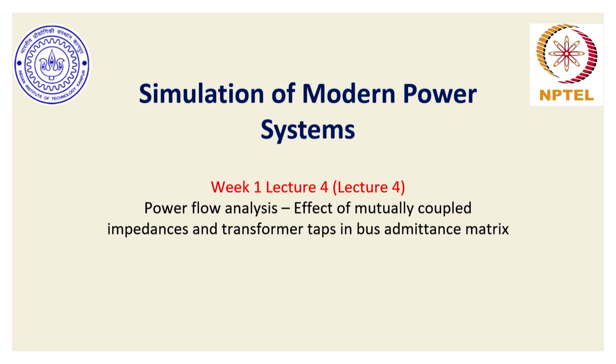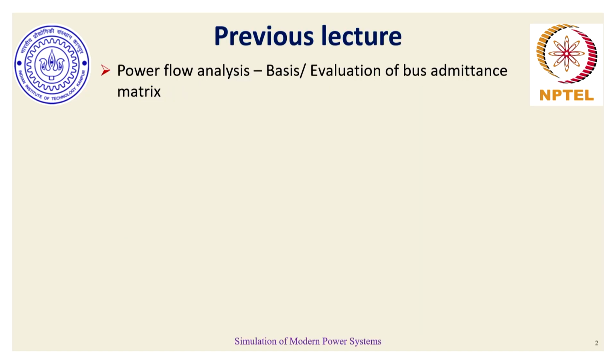In this discussion, we will continue our discussion on the first module, power flow analysis, where we had started discussing the bus admittance matrix evaluation. Specifically, we will extend that evaluation of the bus admittance matrix to consider the effect of mutually coupled impedances and transformer taps when they are at their off nominal positions. The corresponding evaluation of the bus admittance matrix in a generic way has been explained in the previous discussion.